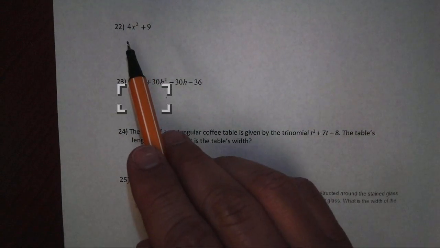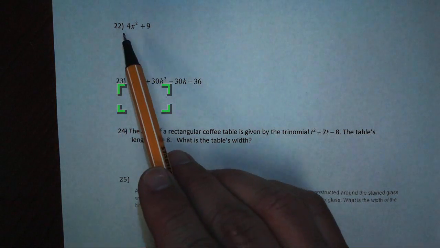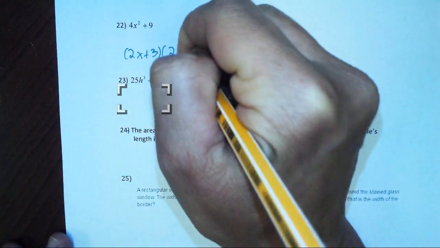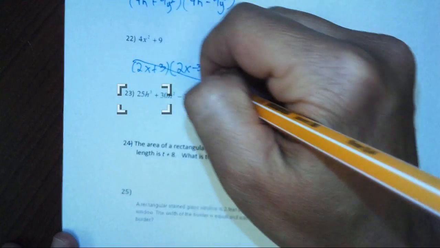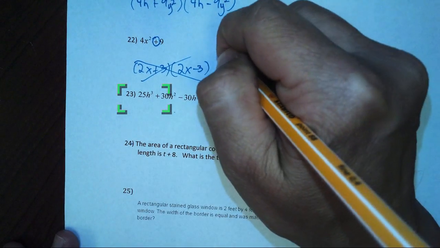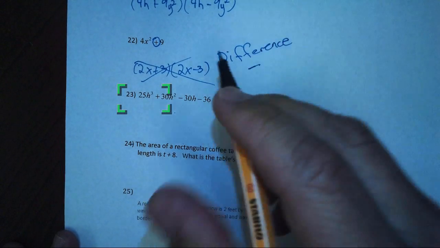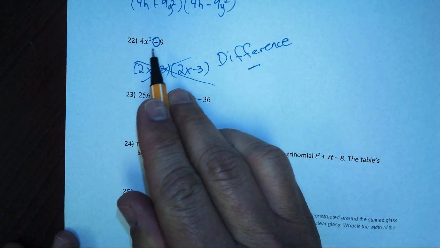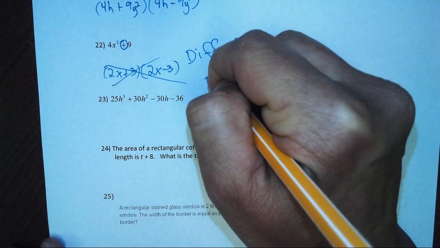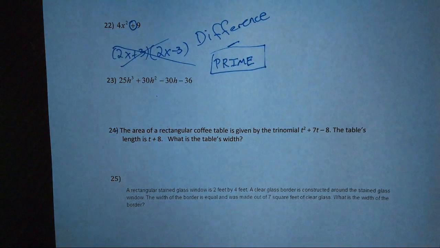22, GCF, don't have one. Diamond, not set up. Box diamond, not set up. Difference of squares. And some people go, yes. Some people want to do 2x plus 3 times 2x minus 3. If you did this, make a note to yourself. That's wrong. Because, and circle this, that's a plus sign. Our rule is called the difference of squares. Difference means subtraction. This is not a subtraction sign, so therefore we can't use difference of squares, which means we didn't find any factoring that we could use on this problem. So our answer is prime. All right, we're getting closer to being done.